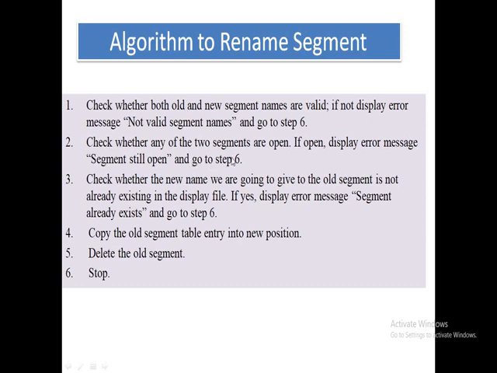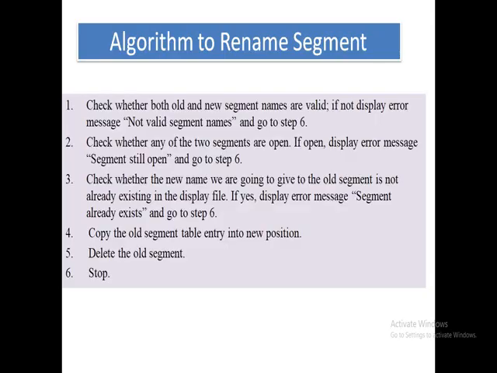So these two checks we have to make. Check whether any of the two segments are open. If so, we get a segment still open error. We check whether the new name we are going to give to the old segment already exists in the display file. If so, we display an error message like segment already exists, and we go to step number 6. Then we copy the old segment table entry into the new position, delete the old segment, and stop. This way we rename the segments.